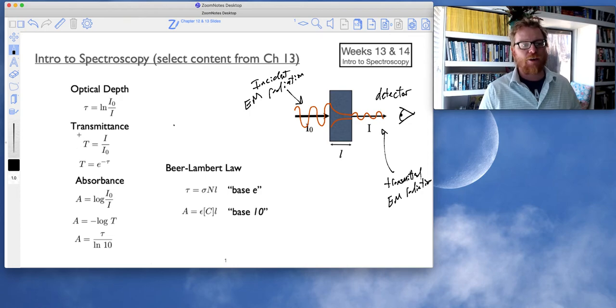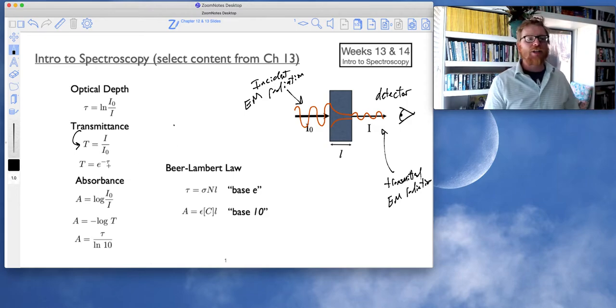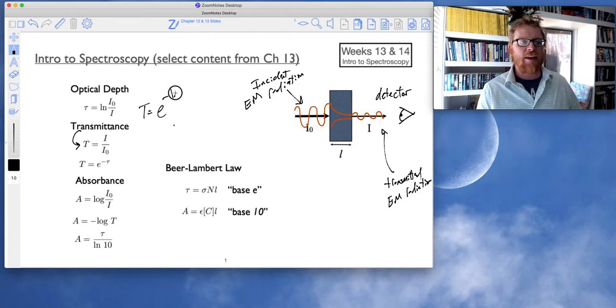And of course, we could define the transmittance T as the ratio of the transmitted EM radiation over the incident radiation. And that will also have an exponential function. That transmittance can be written as the exponential of the negative optical depth. If we write that in, e to the negative natural log of I naught over I, then the e to the natural log cancels out, and the negative sign makes these flip, and that's where we get I over I naught.